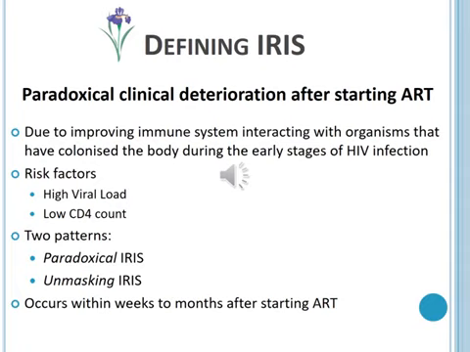Unmasking IRIS is the other side of the coin. You screened the patient prior to initiation. You did not find any clues or any confirmation of TB disease, but once you start them on ART, they then develop florid TB. What is important to remember is that IRIS occurs within weeks to months after initiating treatment. So if you have a patient who's been on ARVs for 2 years and then presents with active TB, it is not IRIS.